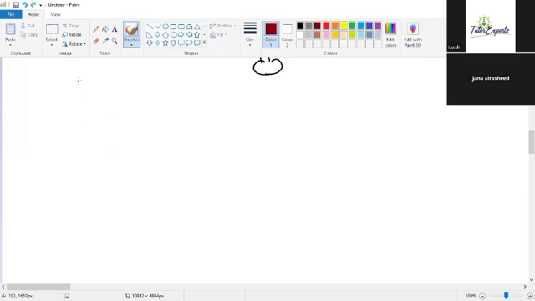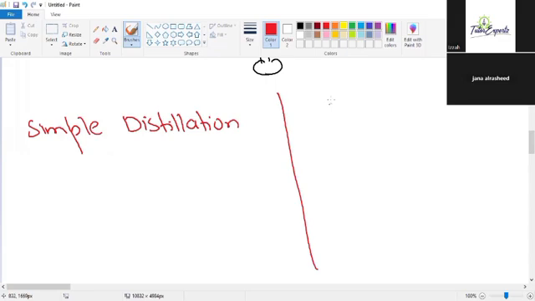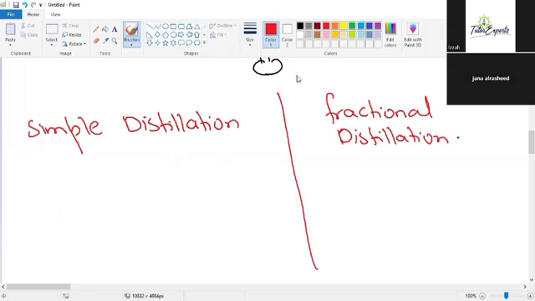So it's a very common, frequently asked question: differentiate between simple distillation and fractional distillation. If it comes for 4 marks, how would you do it? I'd first define what simple distillation and fractional distillation are. Okay, good.